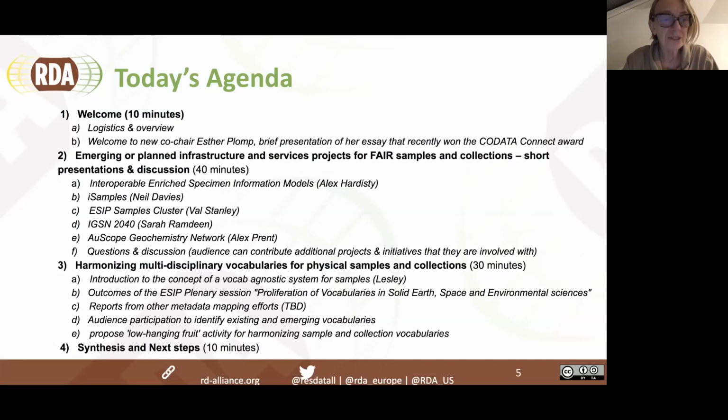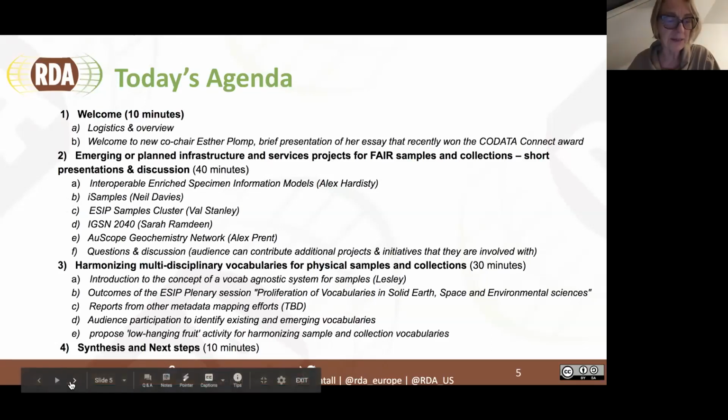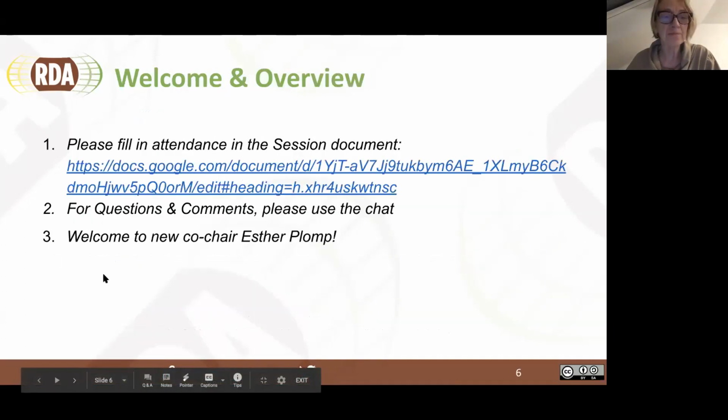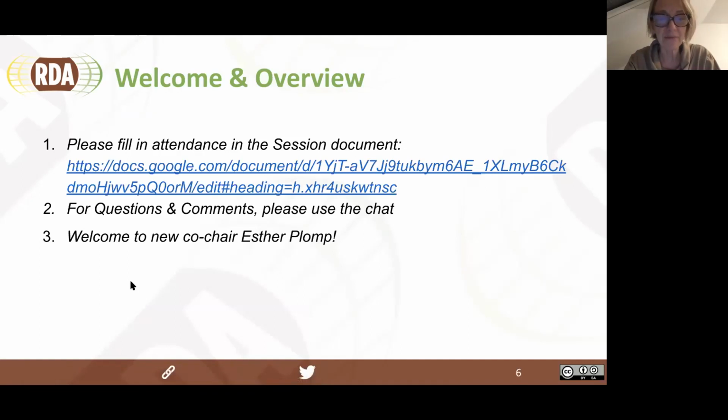Then our third section is focusing on multidisciplinary vocabularies for physical samples, led by Leslie Wyborn. And last but not least, we will synthesize what came out of our discussions today and identify next steps.